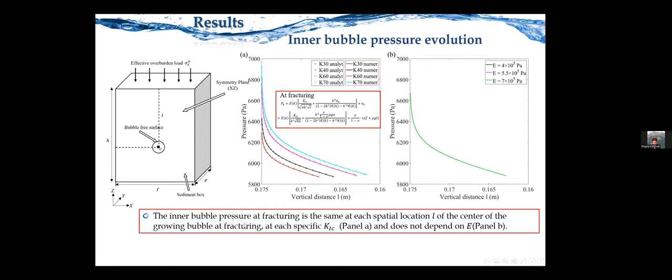What you can see was just very unexpected, but it is confirmed completely by this analytical solution: the inner bubble pressure at fracturing is the same at each spatial location L of the center of the grown bubble at each specific K. So if you look at a specific K, it means that when the bubble grows, at each of its positions you would have the same bubble pressure. It was not anticipated, but this is what the numerical simulation yields. And you see a very good agreement with the analytical solution. This is a very good result, actually, that at fracturing, at each location of the bubble, it would have the same pressure, okay?